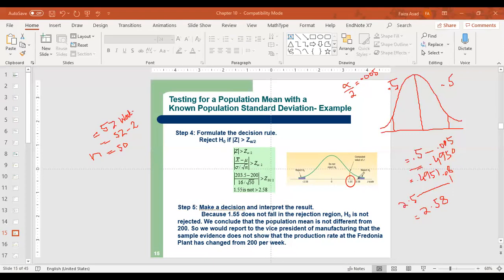So this 1.55 lies in the do not reject H naught region, or you can say the region where we accept H naught. On these two sides we plot the critical values, 2.58 and 2.58, and the computed value is 1.55. So what is the decision? Because 1.55 does not fall in the rejection region, H naught is not rejected. So we are accepting the null hypothesis. We conclude that the population mean is not different from 200.